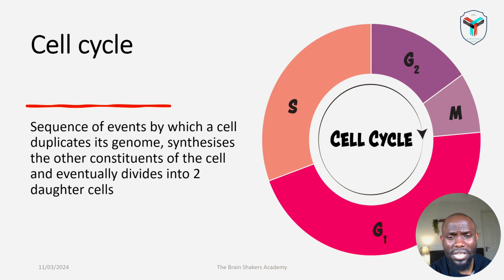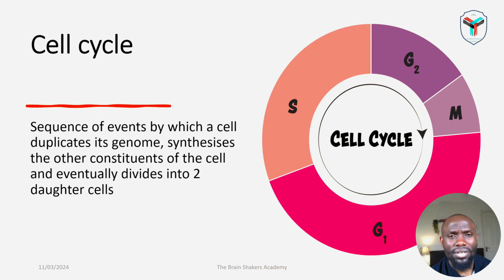So, a cell cycle is basically a sequence of events by which a cell is going to duplicate its genome and end up having two cells that are known as two daughter cells. Now, these two daughter cells that are then formed will have the capacity of going again into another cell cycle, and then the process continues just like that.